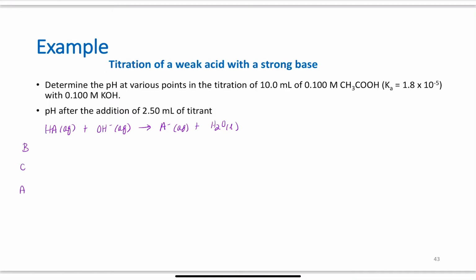BCA charts are also known as mole tables because you must have moles to be able to do this. So this gives me 0.00100 moles, or this can be written as 1.00 times 10 to the minus third. And if I have 2.5 mL of the titrant, that's the same as 0.00250 liters times my 0.100 molar, 2.50 times 10 to the minus fourth moles of hydroxide.